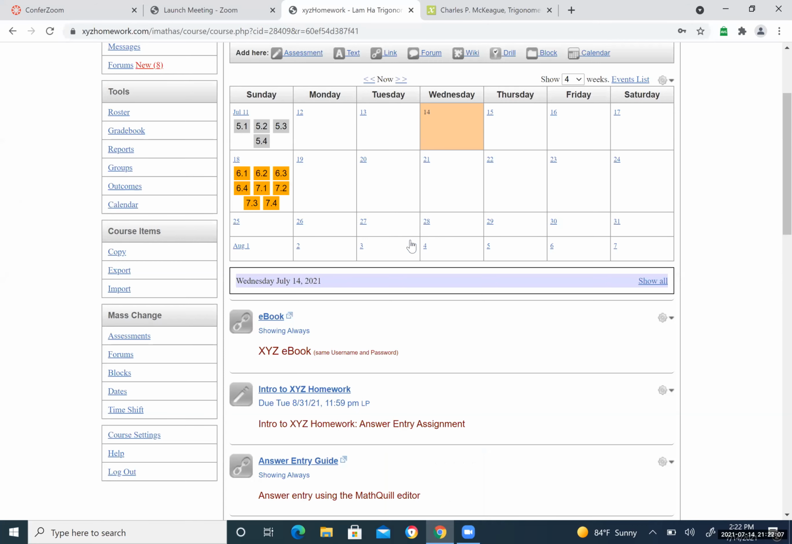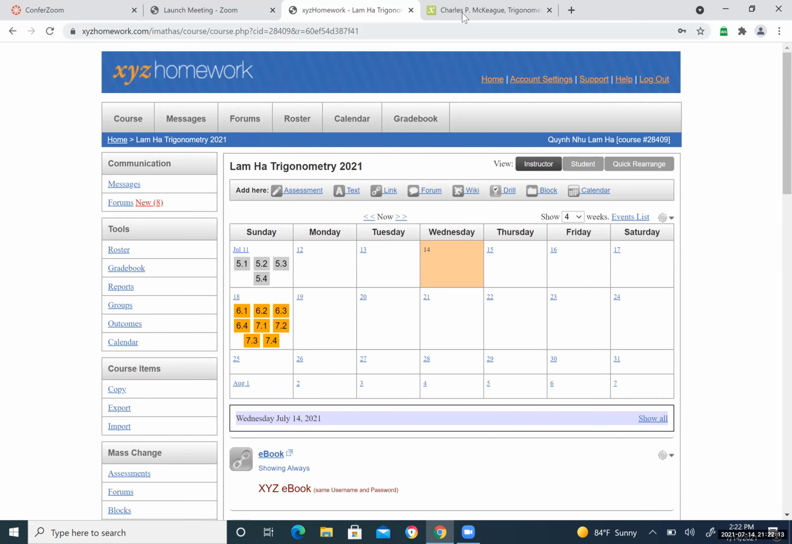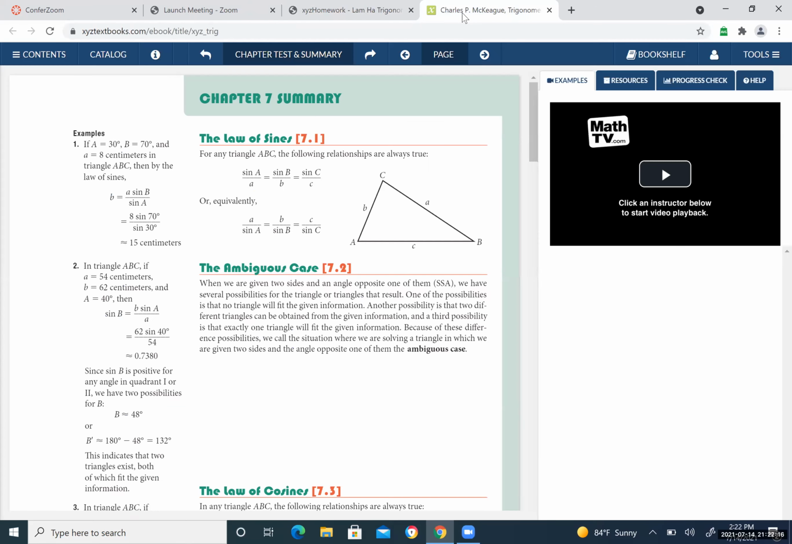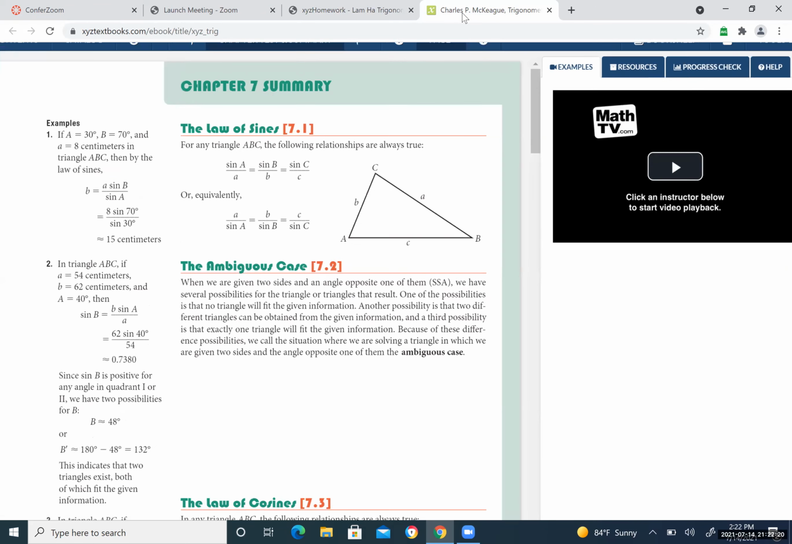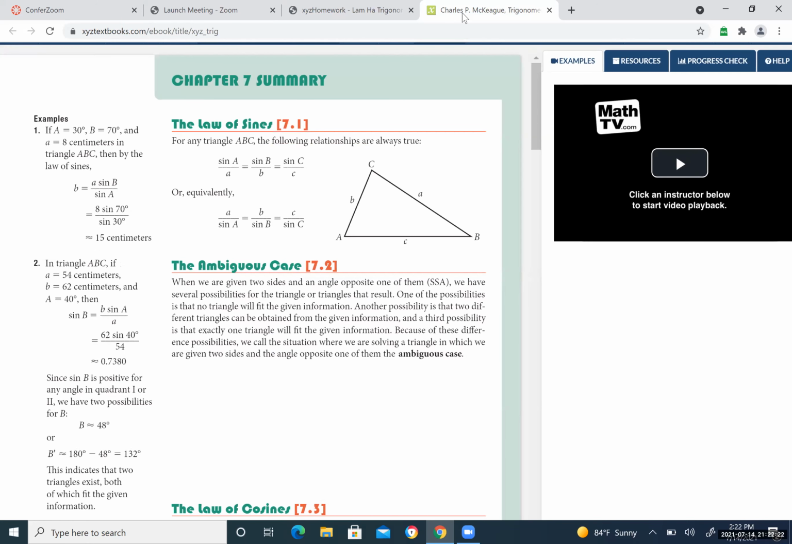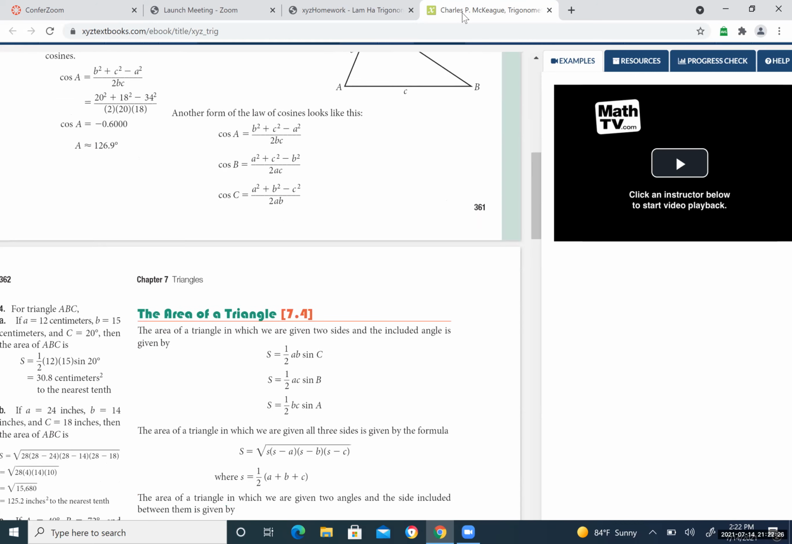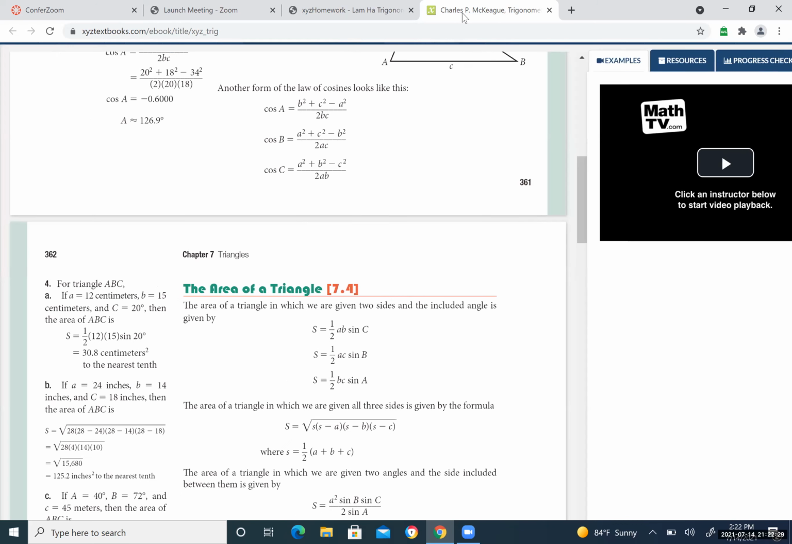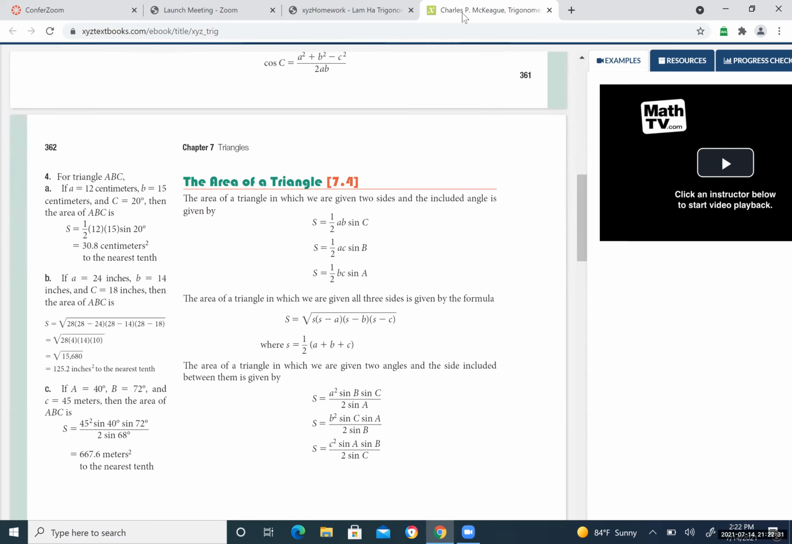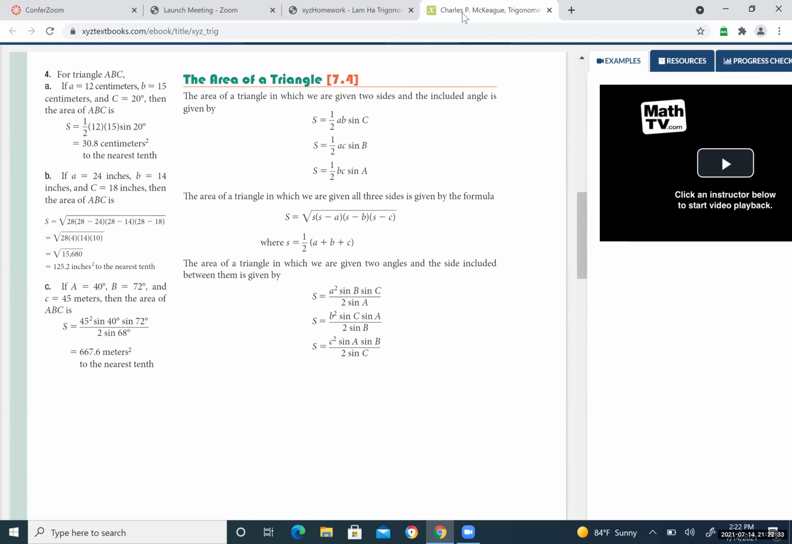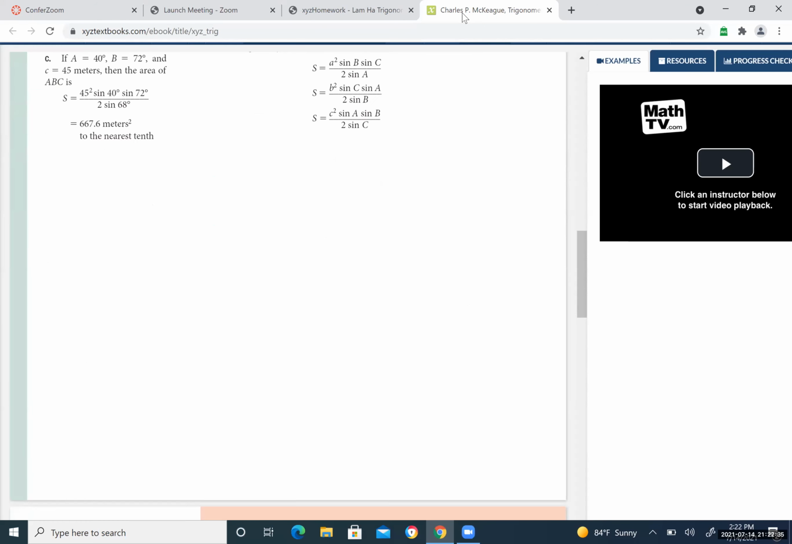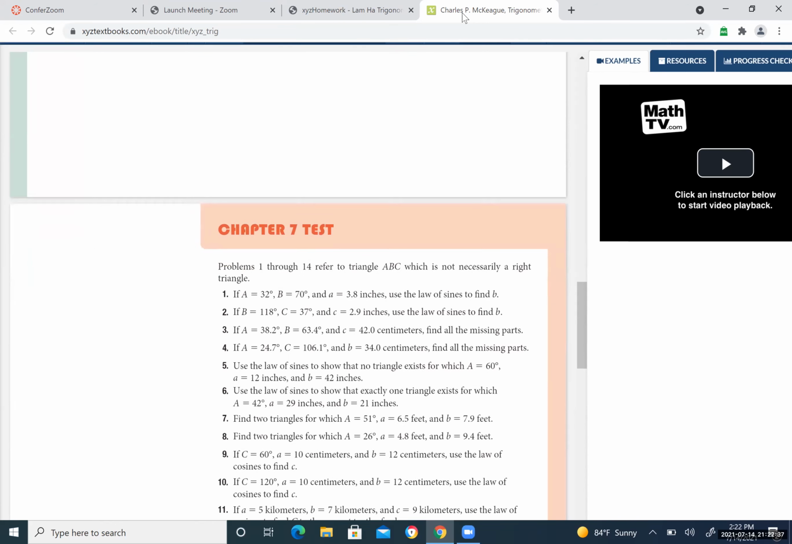Chapter 7, we have the summary of chapter 7, and you will learn about the law of sines, the law of cosines, and we will learn about the area of the triangle by using the formula. Plus, we are having some examples.